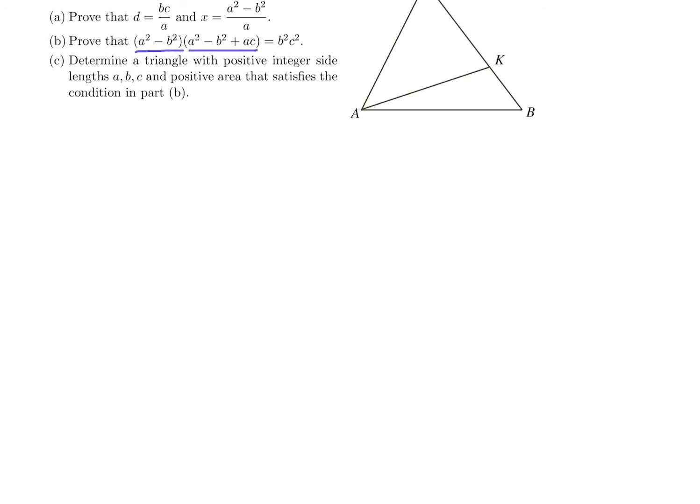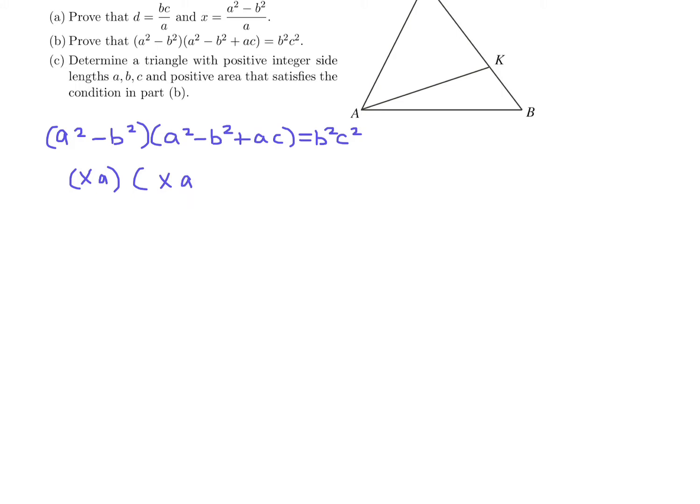Prove that A squared minus B squared times A squared minus B squared plus AC is equal to B squared times C squared. Well, we can use our findings in the previous one. We have already proven this and that, so we can use those to help us with the next part. So we are trying to prove this, A squared minus B squared times A squared minus B squared plus AC is equal to B squared times C squared, like this. Well, we know that A squared minus B squared from that equation is equal to XA, if you were to rearrange that one.